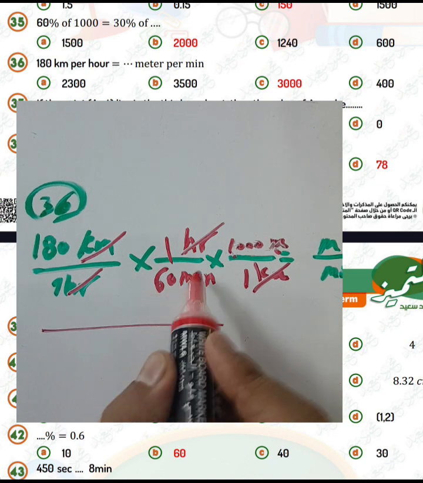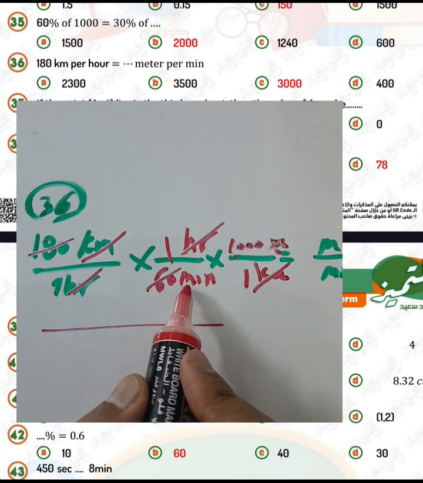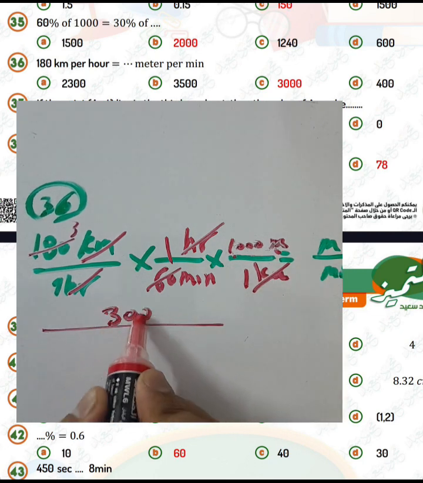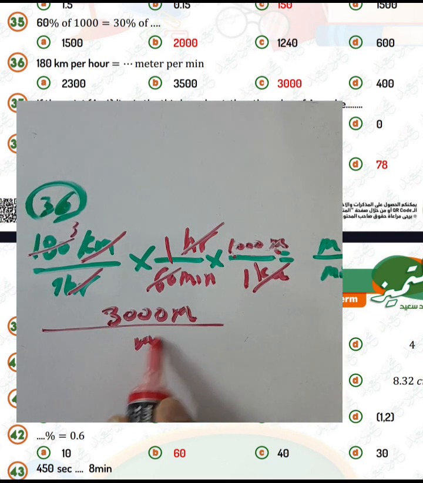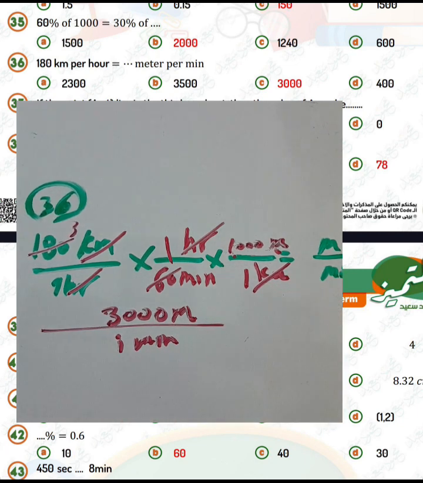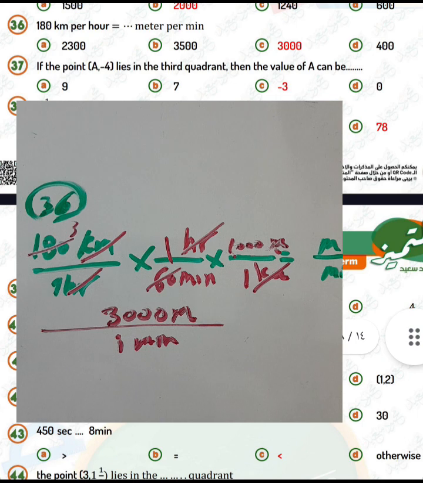Cancel here. 180 divided by 60 equals 3. 3 times 1000 will be 3000 meter per 1 minute. Then the result will be 3000. Choose letter C.